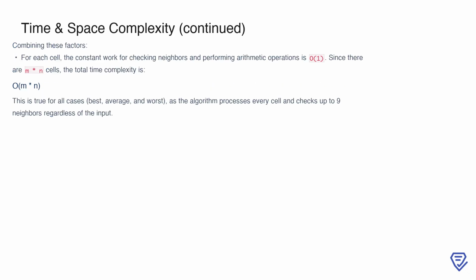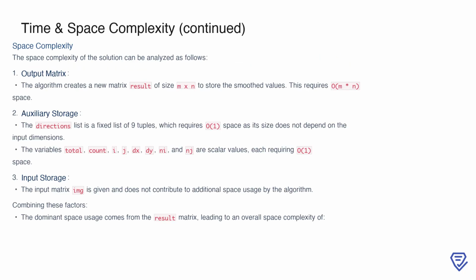Now, combining these individual components, we can determine the total time complexity. Since the algorithm performs constant work for each cell, processing up to 9 neighbors and performing arithmetic operations, the work per cell is O(1). Given that there are m*n cells in the image, the total work across all cells results in a time complexity of O(m*n). This remains true for all cases, best, average, and worst, because every cell is processed and its neighbors are checked regardless of the input. The algorithm's efficiency comes from the fact that it scales linearly with the size of the image.